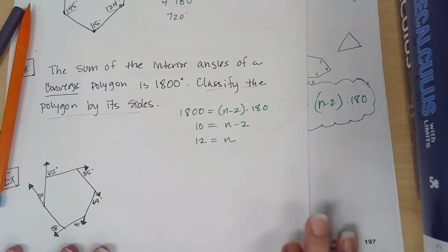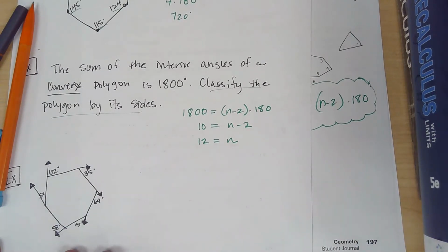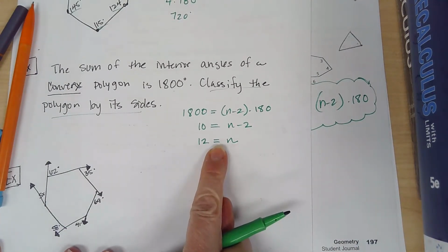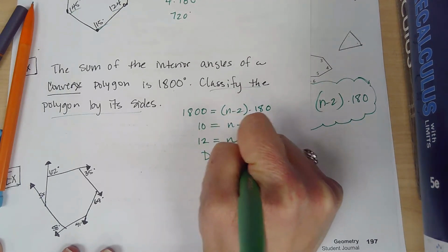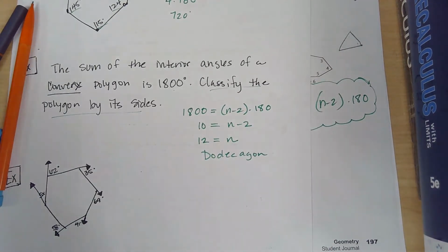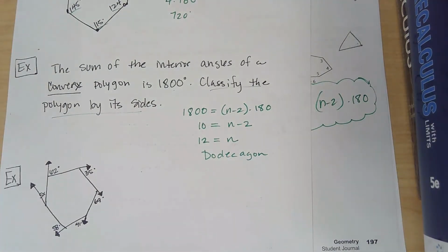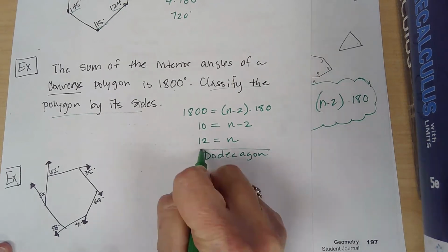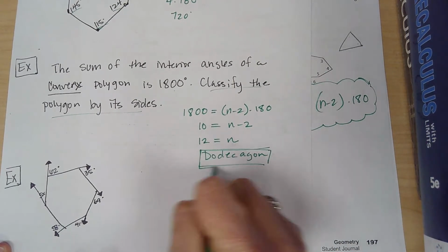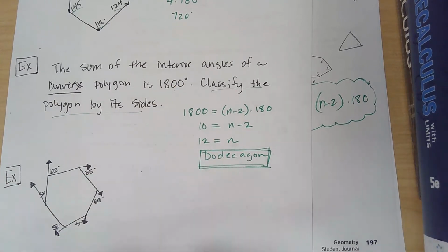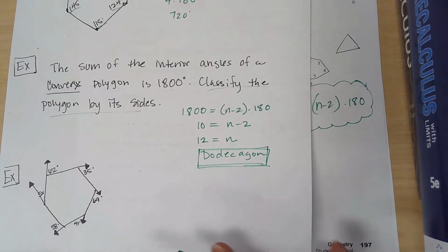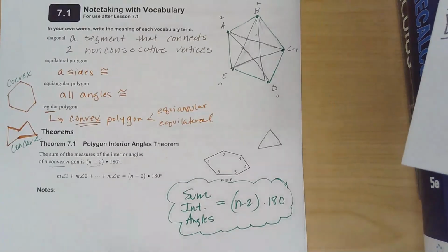And so what this allows me to do is then classify the polygon by its sides. If I have a 12-sided figure, that's called a dodecagon. A decagon is a 10-sided figure. A dodecagon is a 12-sided figure. So that's how you would classify a polygon, knowing what the sum of the interior angles is, and then solving for n.